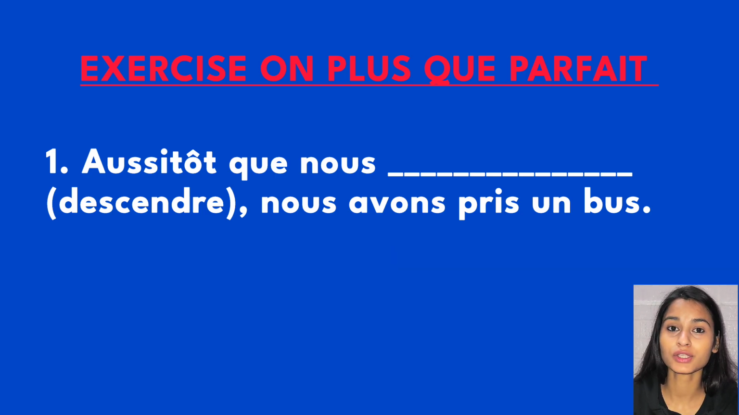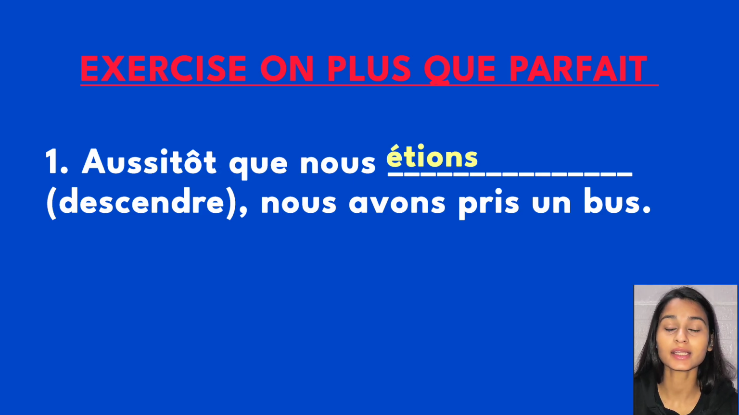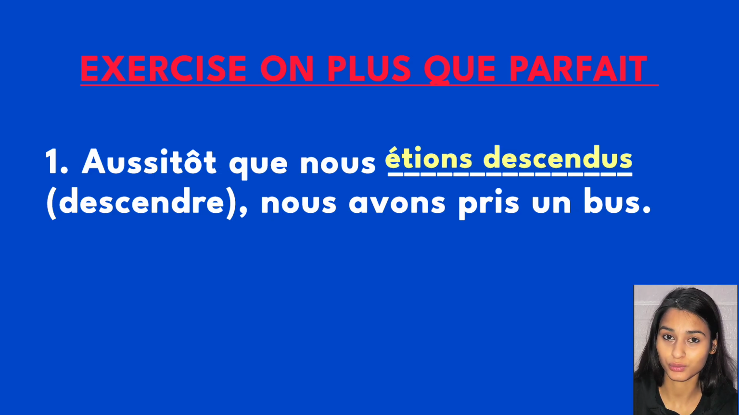So with descendre, we use être as an auxiliary verb. We will use the imparfait form of être, which is étions with nous, and then add the past participle of descendre, which is descendu. So it's nous étions descendus.